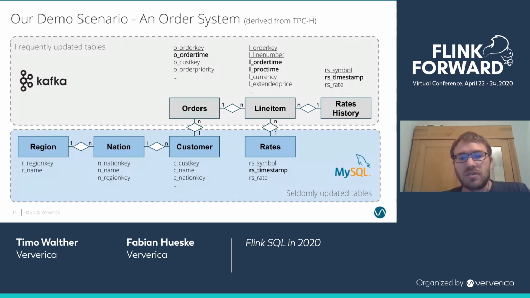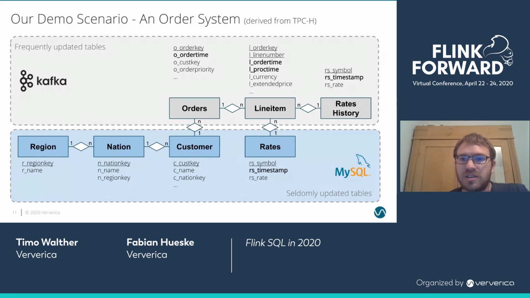The customer is located in a nation, and each nation belongs to a region. And all of these relations can be joined with each other. So all these region, nation, customer, orders, and line item are pretty much derived from the TPCH benchmark. We did some smaller modifications to the data. For instance, we changed order date to order time.